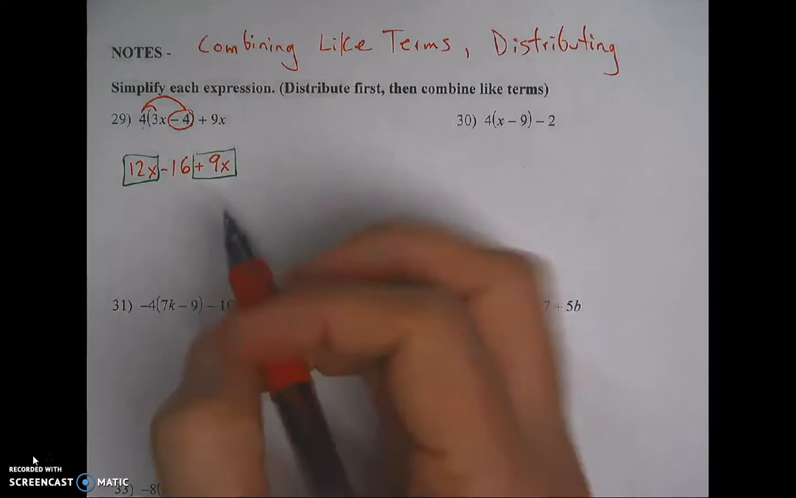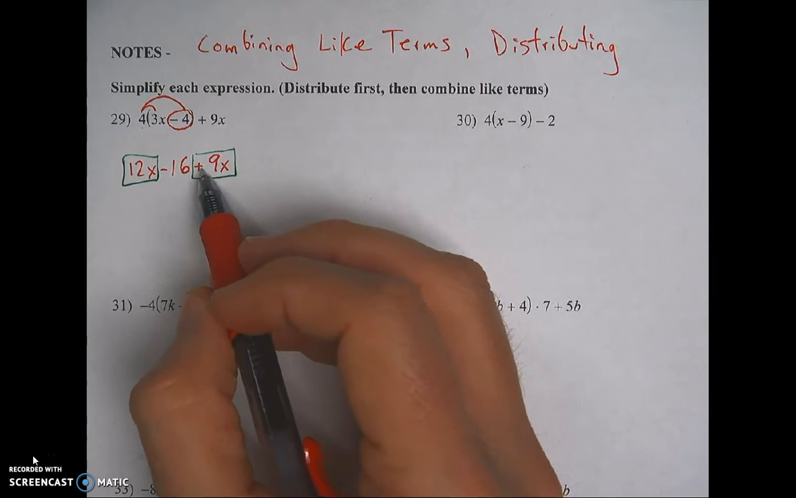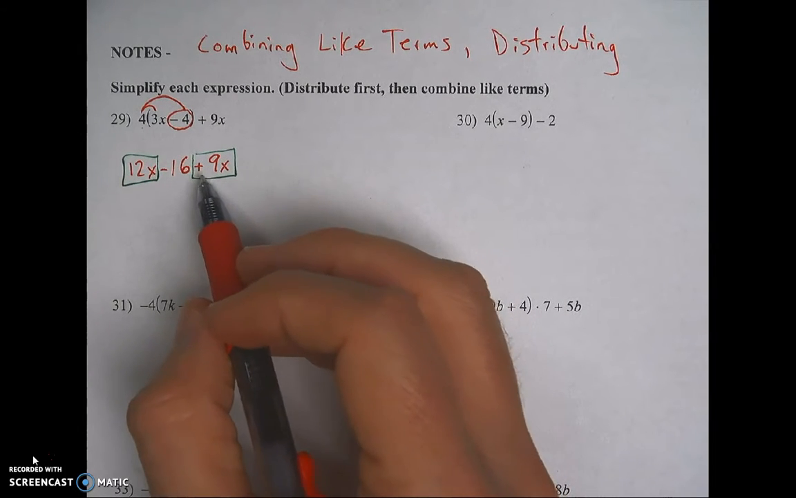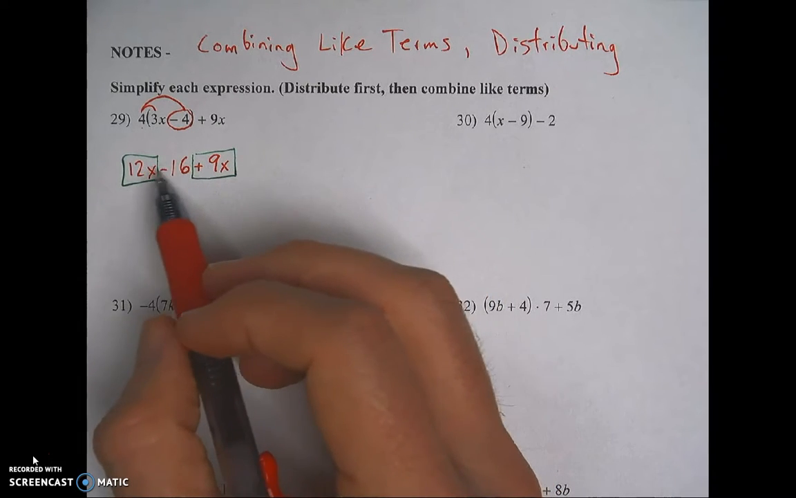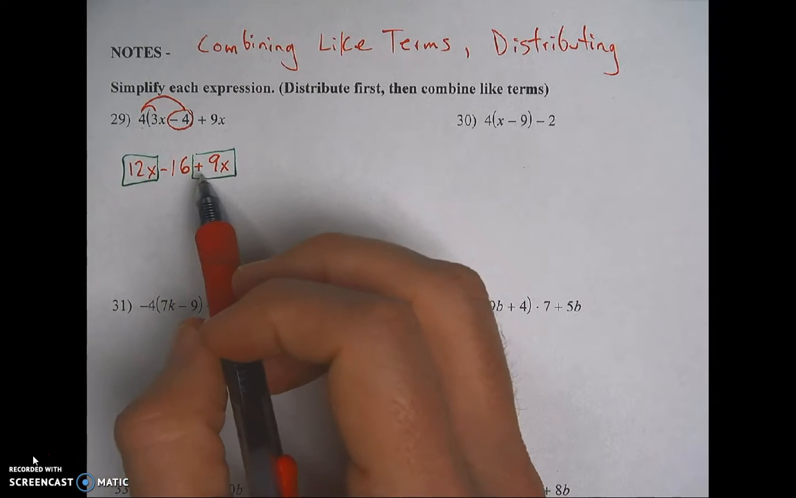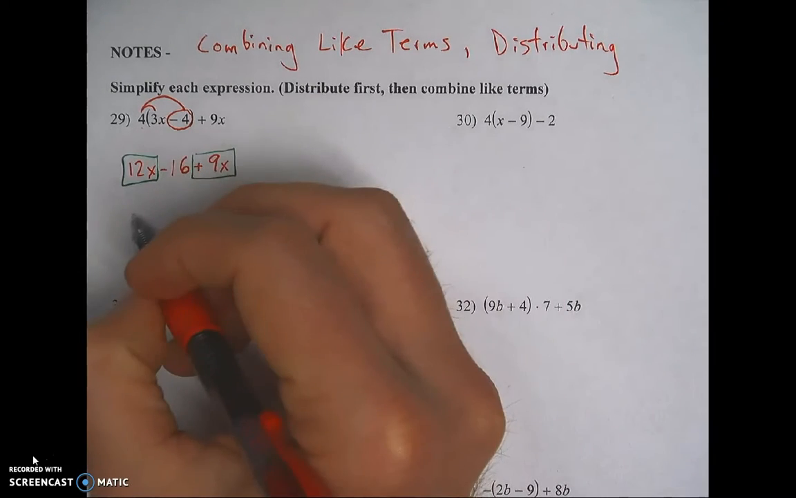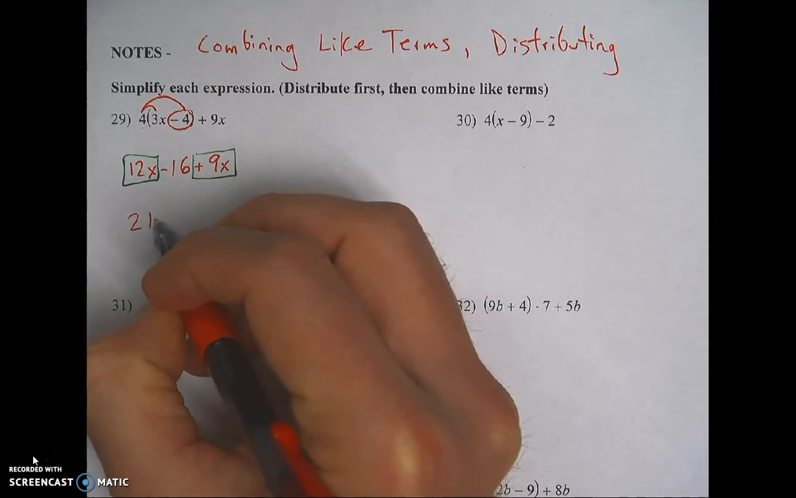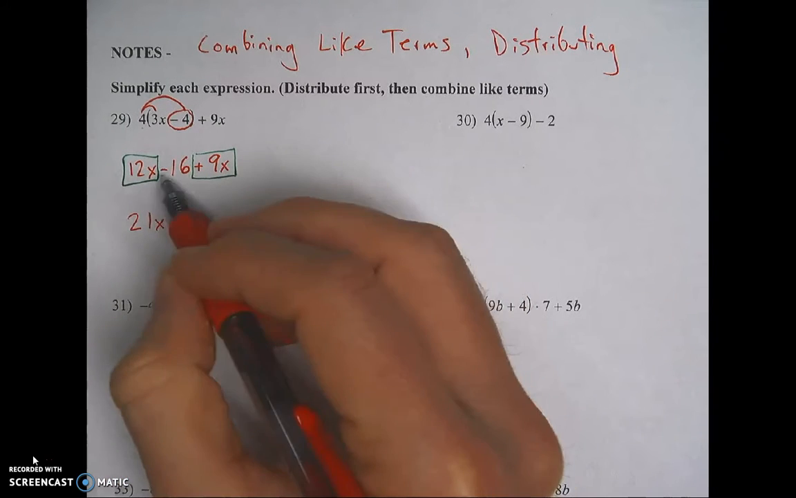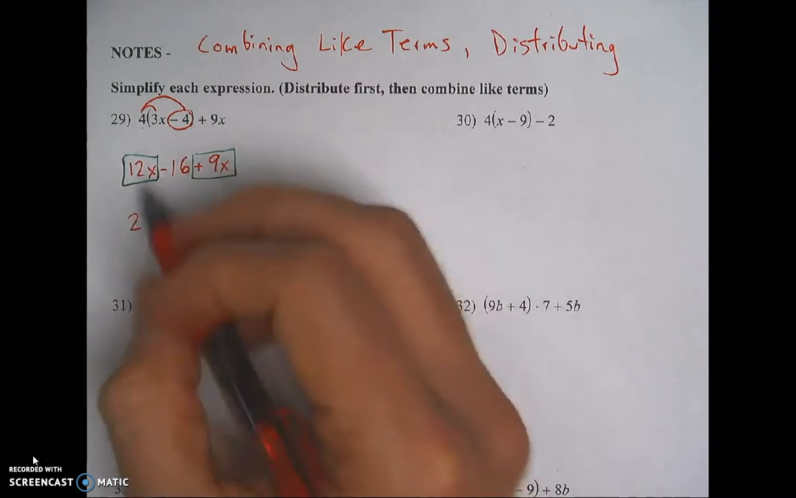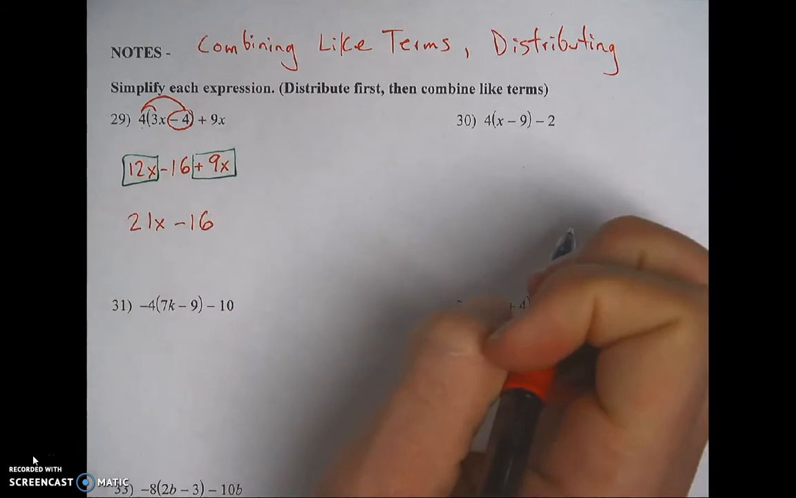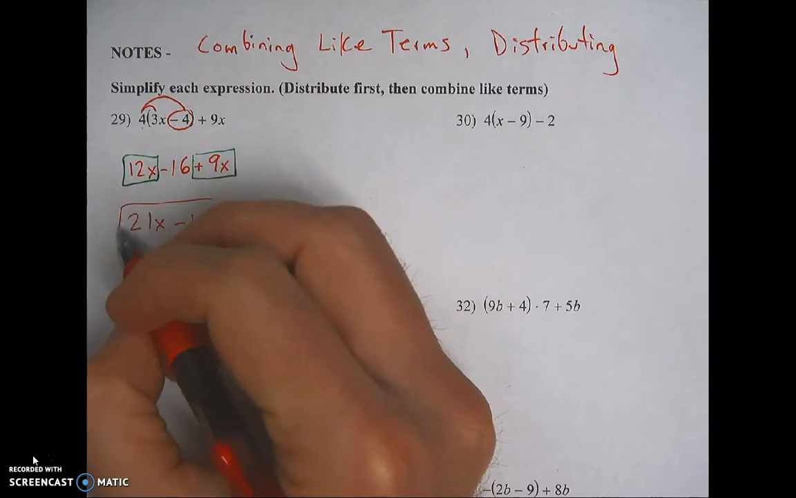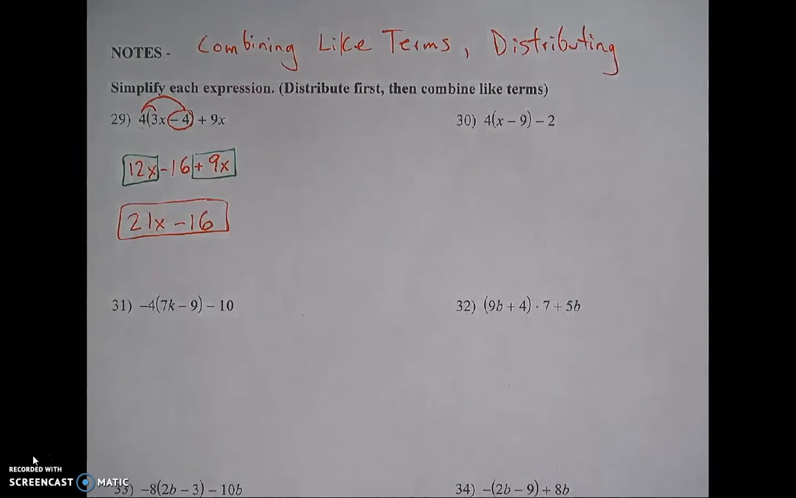Remember when we box these in, we include the plus or the minus that's in front of the number because that counts as the positive or the negative of my value. So these are both positive. I'm just combining a 12x and a 9x. So that comes out to a 21x. And I have a minus 16. There's nothing for it to combine with. So I am just going to tag it on the end. This is my final simplified answer.